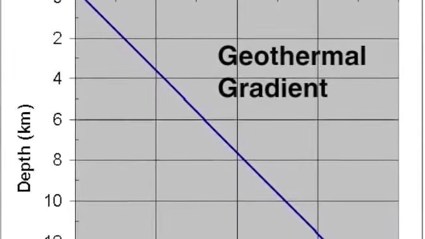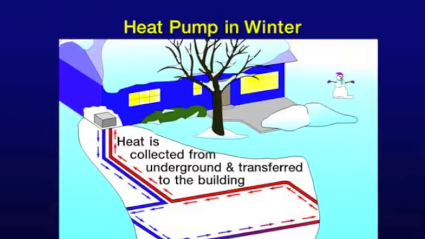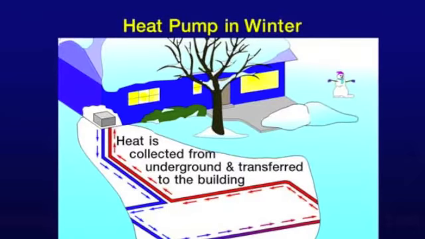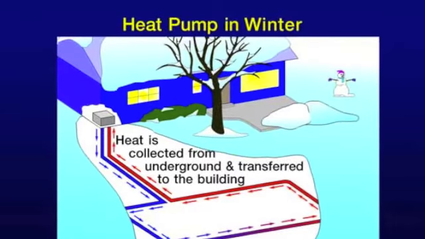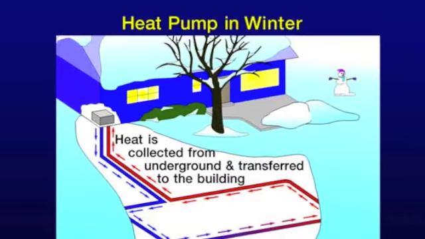The sun heats the first few feet of the ground. This heat is lost during the night. During the winter months, this temperature is much greater than the average temperature of the air above the surface.